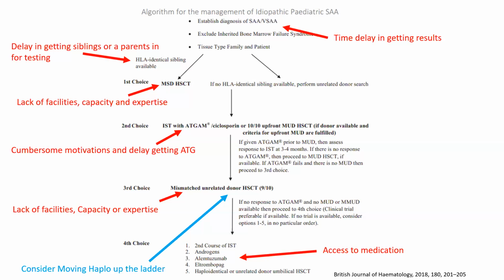We've also seriously started thinking about moving haplos up the ladder, even as a second choice now, based on the fact that without transplant, most of our children are going to die. And if we can get a 60% survival rate using haplo, which hasn't been our experience in the private sector, that is maybe something we need to move forward and start transplanting more often.